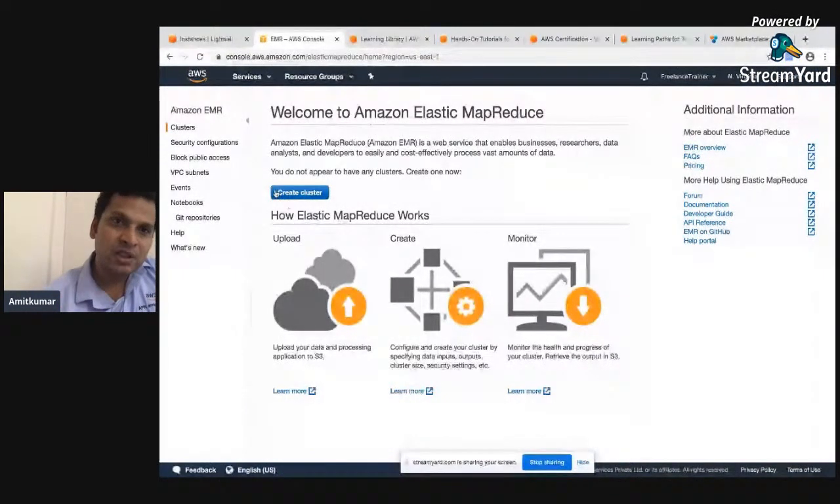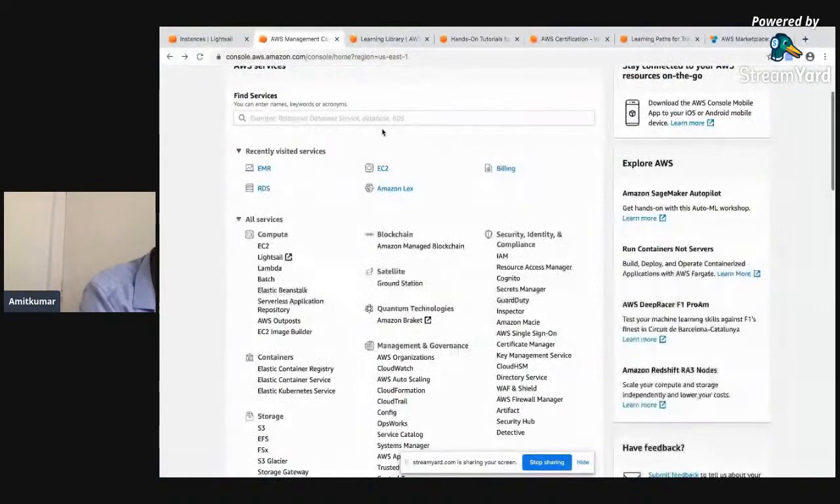Elastic MapReduce is a web service that enables you to implement your research and data analysis, and you can create your clusters over here. So this is nothing but your big data solution. So it's totally different, cannot be compared.